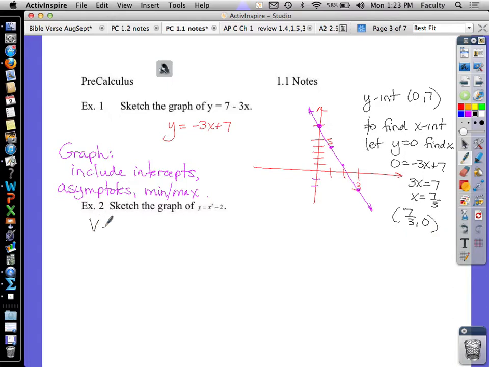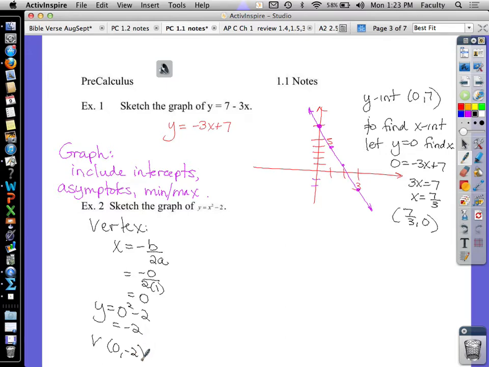The vertex. Okay, so let's do the vertex, which we use x equals negative b over 2a. And in this particular problem, there's no b value. You guys do understand that I'm referring to y equals ax squared plus bx plus c. So there's no b. Then to find the y, you just plug in that x, in this case, was 0. So I'm getting a vertex of 0, negative 2.